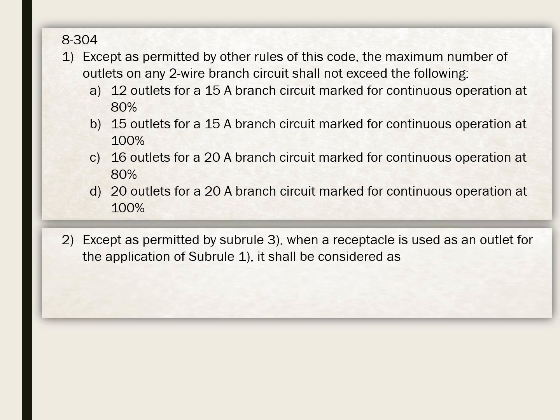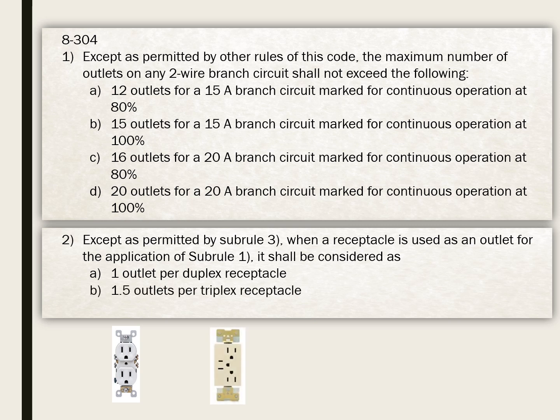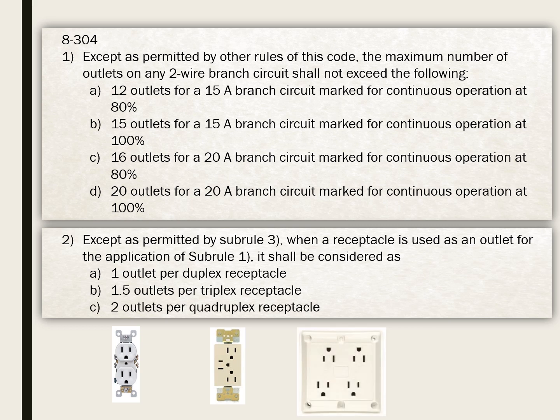Another thing that we need to be aware of is that not everything is as simple as looking at it from a duplex receptacle. Although duplex receptacles are the most common type of receptacles, we do have other options. Sub-rule number 2 addresses these options. If we use a duplex receptacle, it is considered to be one single outlet as per Rule 8304 sub-rule 1. If we're going to use a triplex receptacle, it means that we have 3 different spots to plug into. This is actually 1.5 outlets to be used in sub-rule 1. If we have a quadruplex receptacle, this is 2 full outlets according to sub-rule number 1.